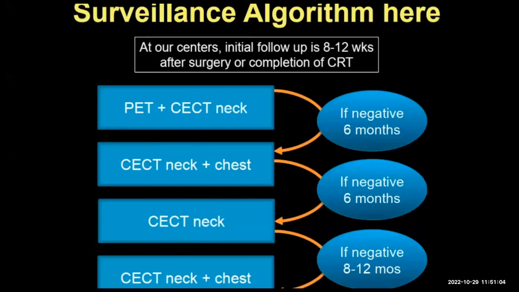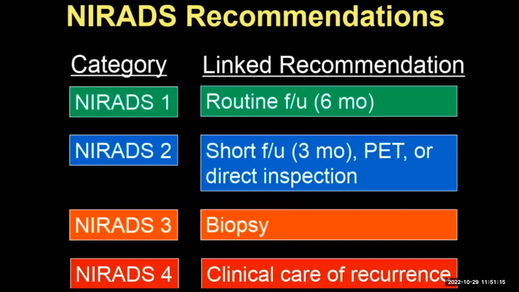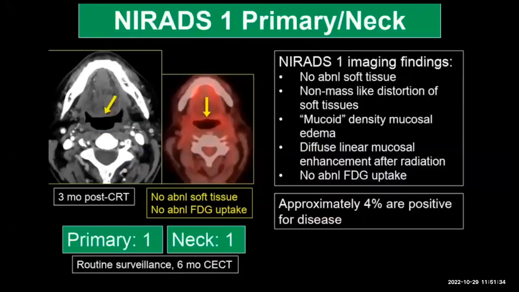Usually the follow-up is either with PET CECT or the MR, whichever you've used in the beginning, at 6 months. And if 6 months is negative, then you do only CECT or MR of the neck in the follow-up. So what are the recommendations? If NIRADS category 1, a routine follow-up is to be done. If it is NIRADS category 2, a short interval follow-up is to be done, or a direct inspection. If it's NIRADS category 3, a biopsy is recommended. If it's NIRADS category 4, it's definitive recurrence and the patient is called for palliative treatment.